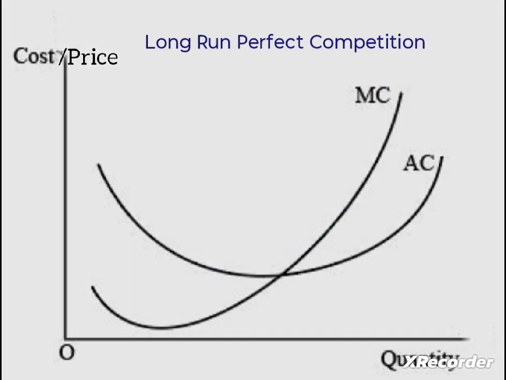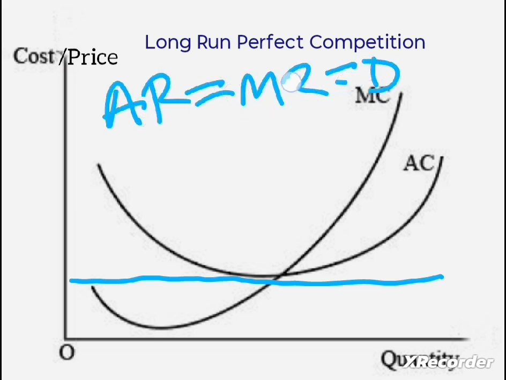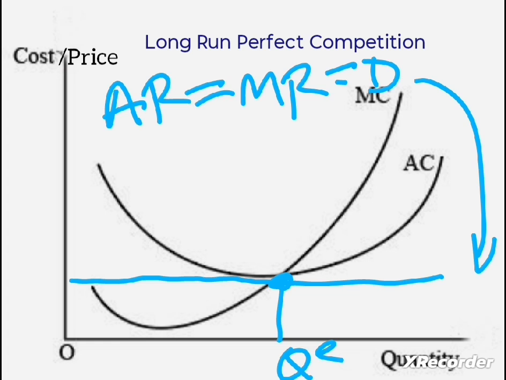Long run in perfect competition is again a horizontal demand curve, and again writing AR equals MR equals D. Again, just out at the end there might be the best place for it. There's no supernormal profit this time. Production takes place where MC cuts MR. You would just drop that down and indicate QE, then PE. And that's everything you need for perfect competition.